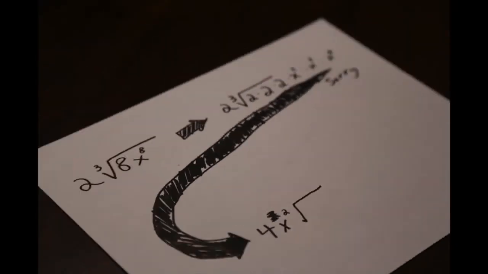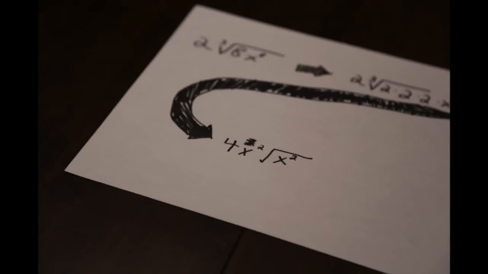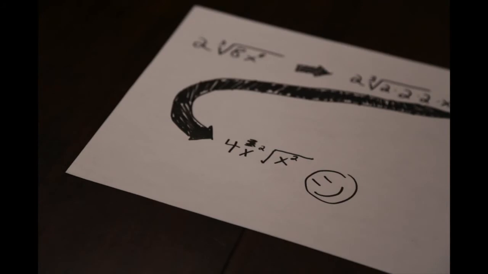And then what's left is a radical of x squared. And then we're all done.